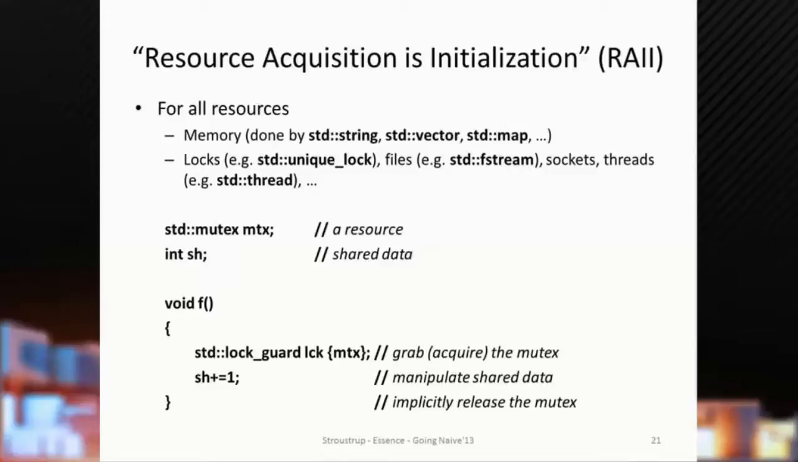Now, this is, of course, overly simplified. We often have more code working in a critical region than just there. So we can get out of there by returning, by falling off the end of the scope, or by throwing an exception. But in all of these cases, the lock guard will release the resource. That's the main point. Acquire, use, and release.